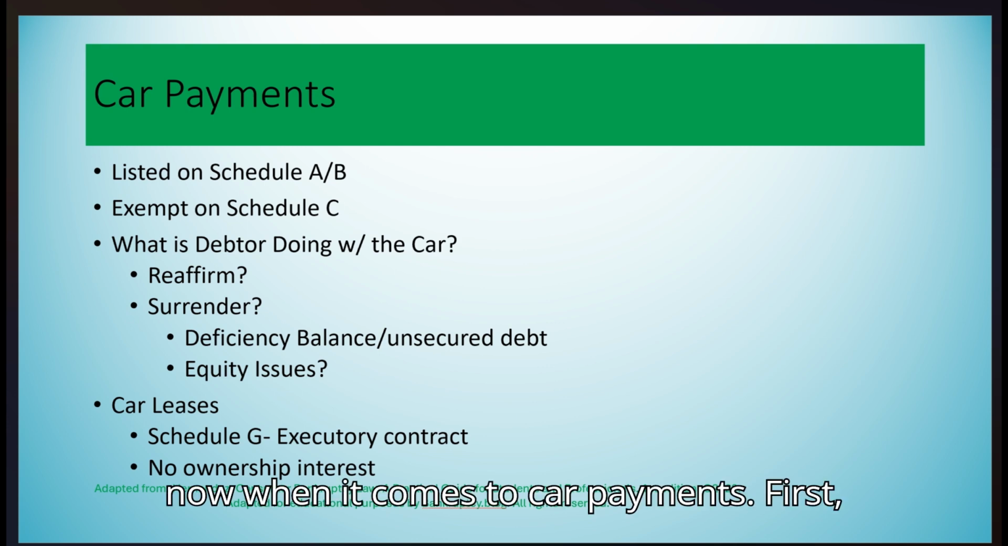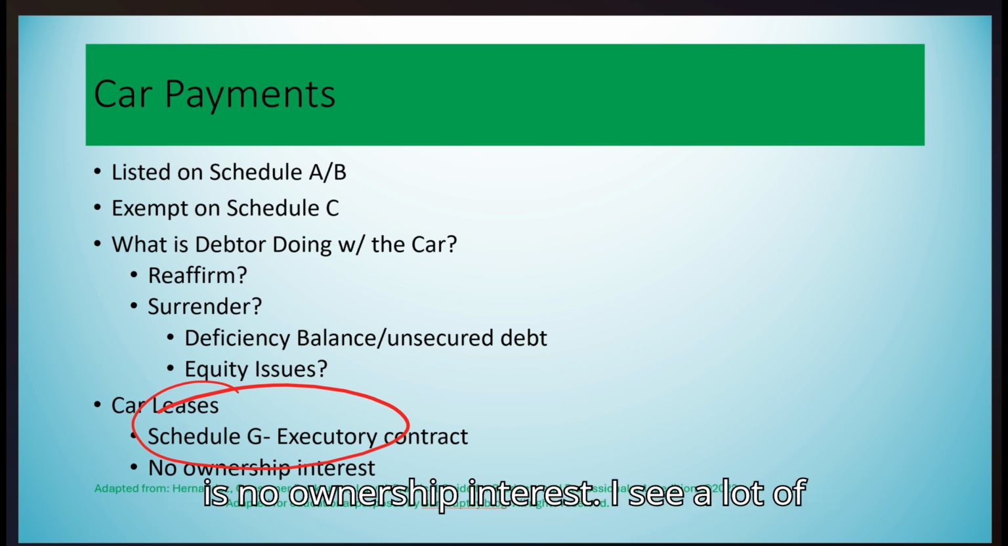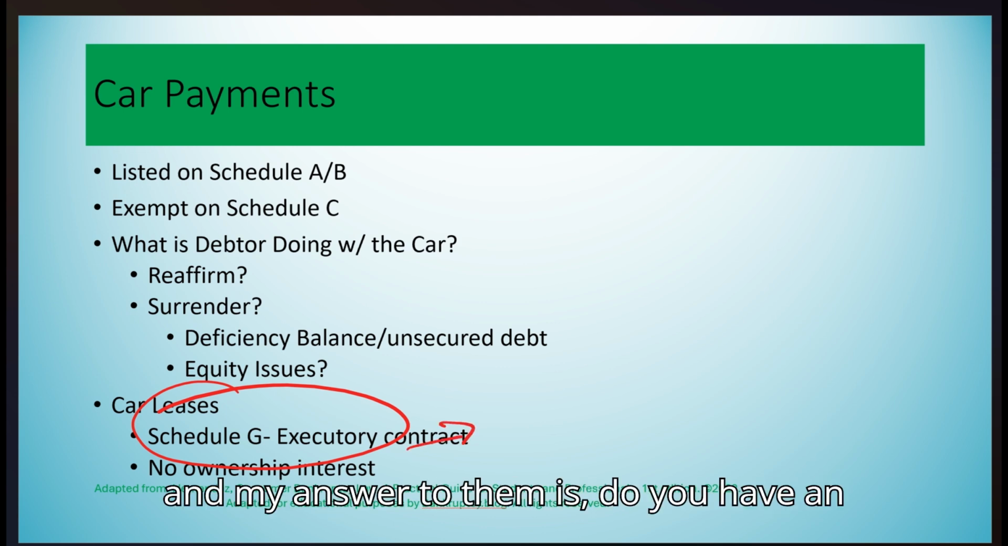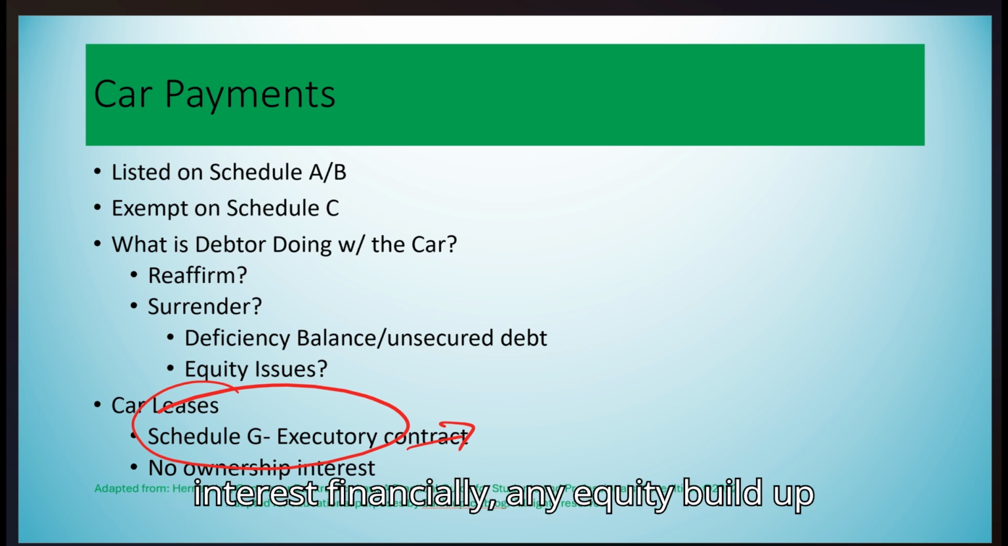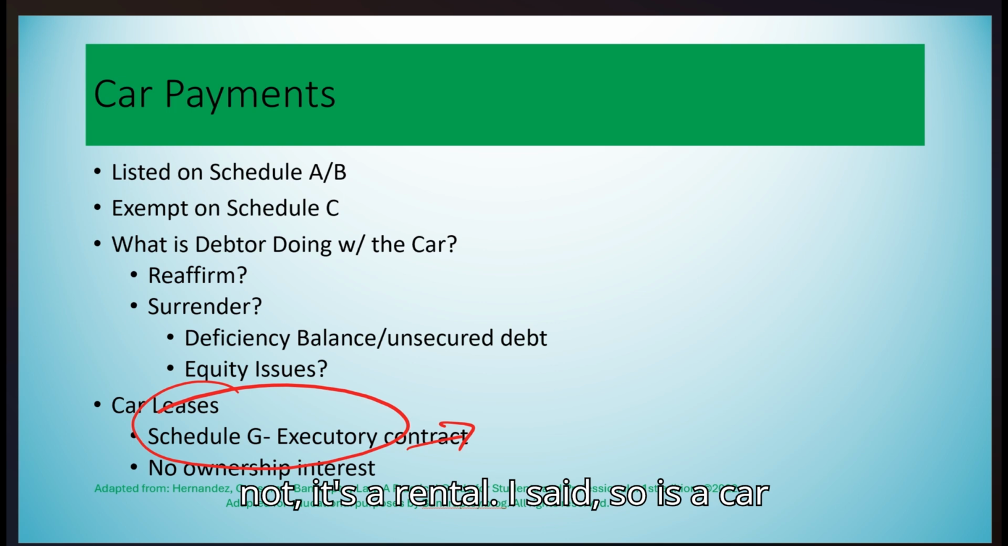Now, when it comes to car payments, first start off here. A car lease is what we call an executory contract. There is no ownership interest. I see a lot of times lawyers mess that up, or paralegals. And my answer to them is, do you have an interest financially, any equity build up in your apartment? They say, no, of course not. It's a rental. I said, so is a car lease.